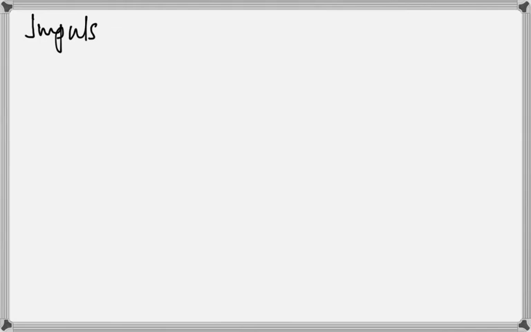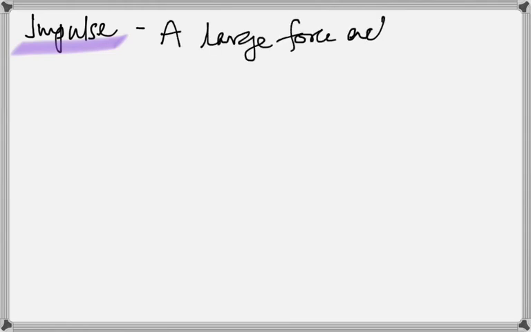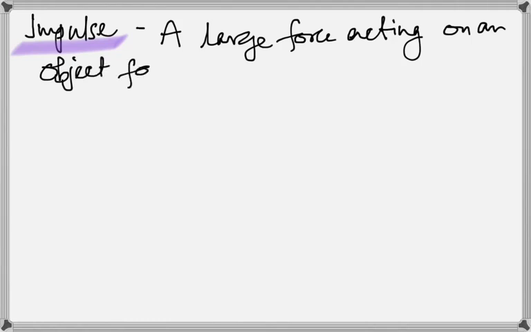So you cannot measure the force. You cannot measure the time because the time is too small. But you can measure the product. And that's what's called an impulse. So what's an impulse? Impulse is the product of the large force and the time for which it acts. So that is your impulse: a large force acting on an object for a very short time. That is an impulse.